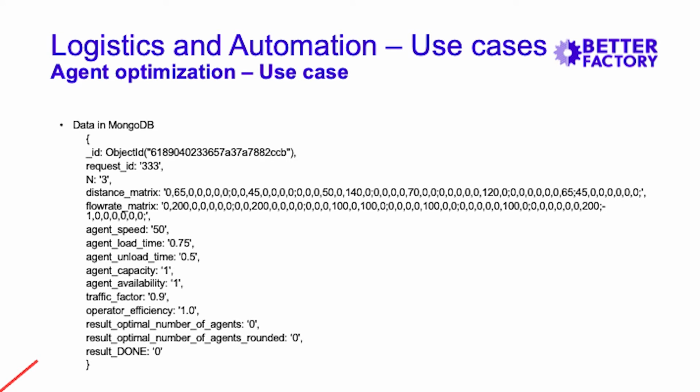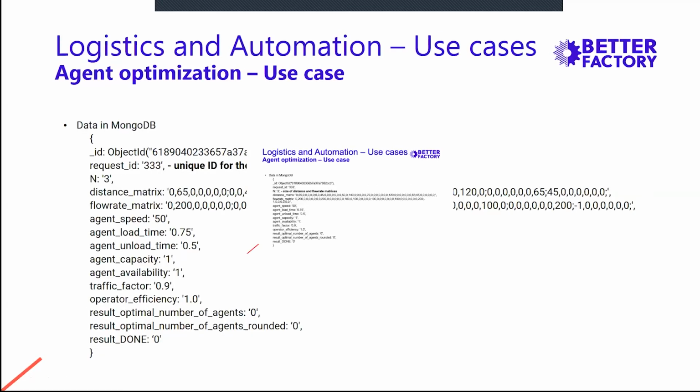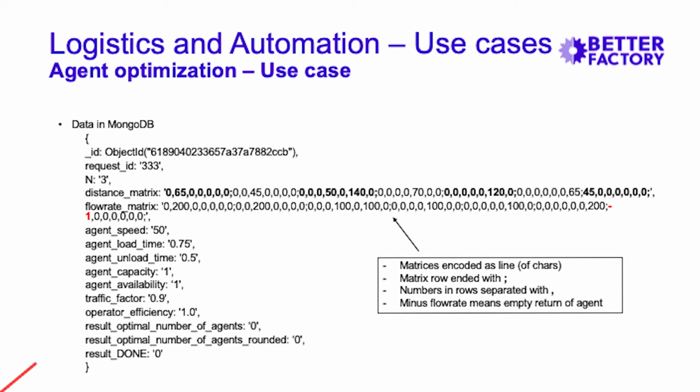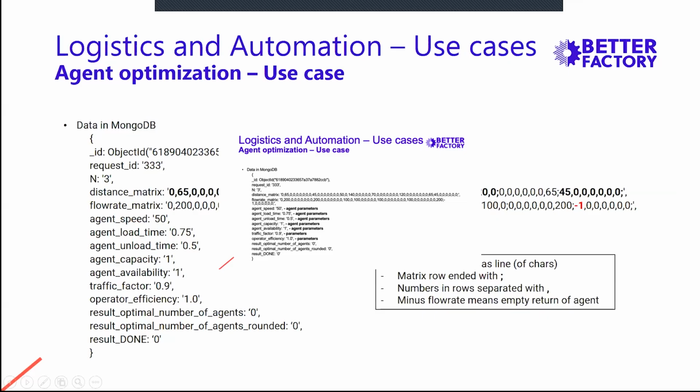These data are stored in MongoDB in the following form. The values are strings. The request ID is a unique ID for the computation. It uniquely identifies the data for optimization. N is the size of the matrices. Then we have the distance and flow rate matrices encoded in one line. Rows are separated by semicolon and the numbers by comma. So for example, this part is the first row in our matrix, this is the next row, and so on.